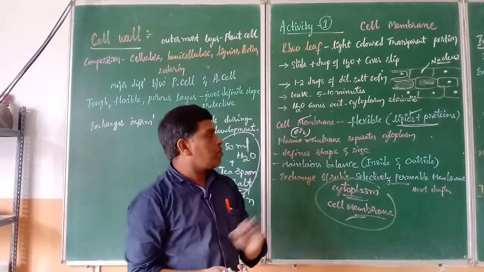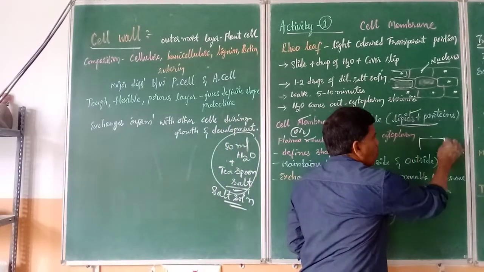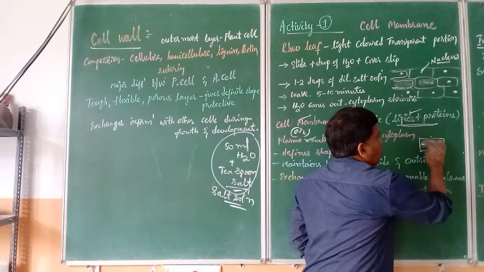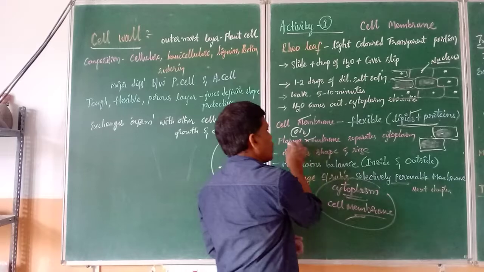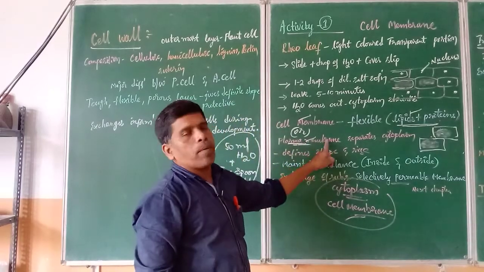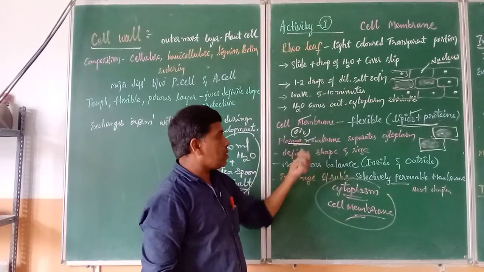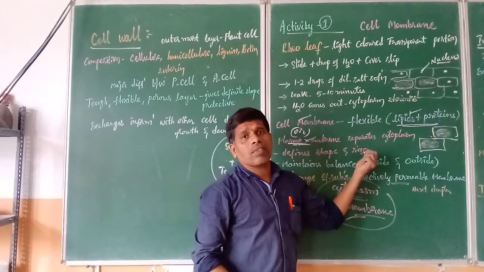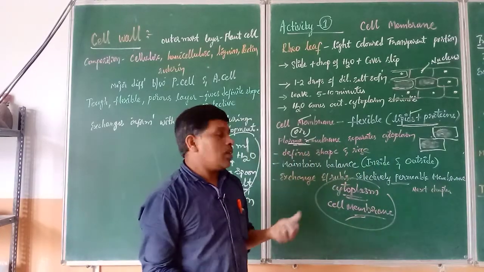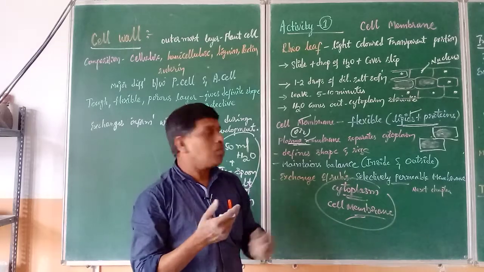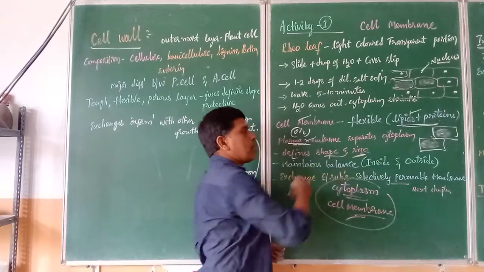Then what is its function? It separates the cytoplasm. If you take one cell like this, the cytoplasm of one cell is separated from the cytoplasm of the other cell because of the presence of this membrane called the plasma membrane. The function of the cell membrane is also to define the shape and size of the cell. Particularly in animal cells it is the most important. In plant cells it is the cell wall which defines the shape and size. Since it is in the animal cell, it defines the shape and size of the cell.